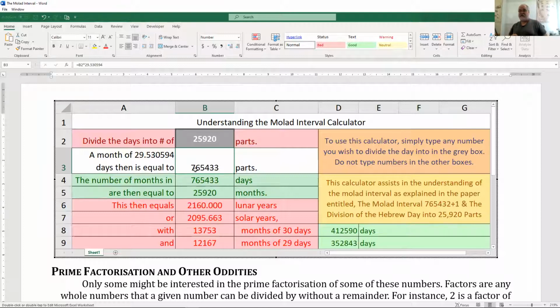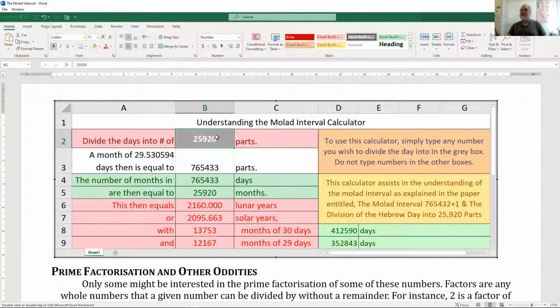But this would also tell me something which we wouldn't naturally think of, but is obvious once you think of it. That means if I had a period of 765,433 days, that would be 25,920 months. Because whatever I divide the day into, the month will be expressed in that number of parts, and I can just convert those parts to days to give me the number of months that I have divided the day into. It's kind of a long sentence. So just to look at this more closely.